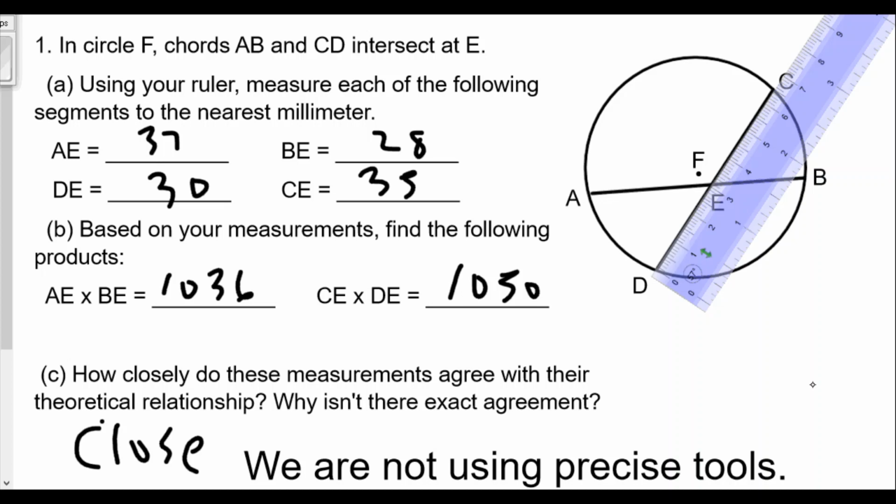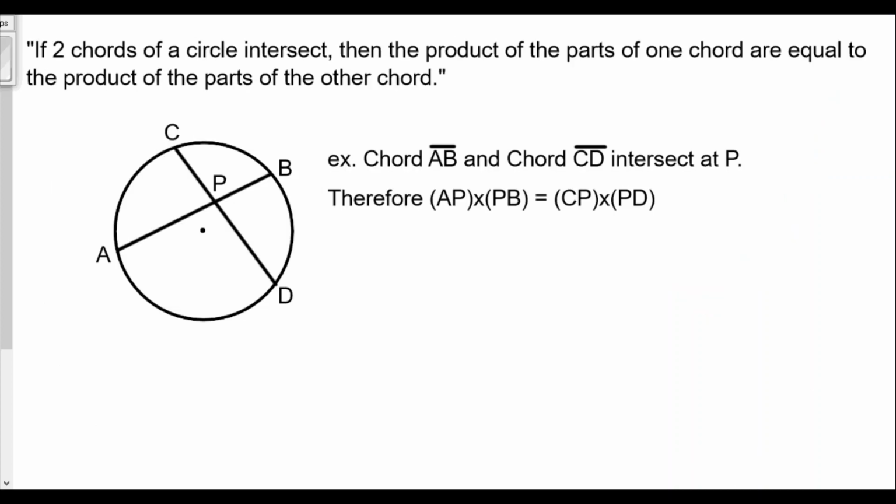The idea here is that if two chords of a circle intersect, then the product of the parts of one chord is equal to the product of the parts of the other chord. I give an example here: in this circle, we have chord AB and chord CD intersecting at P. So AP times PB, the product of the two pieces of the first chord, should equal CP times PD, the product of the pieces of the second chord. So this is the rule we're going to use.